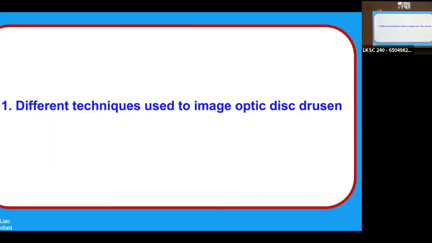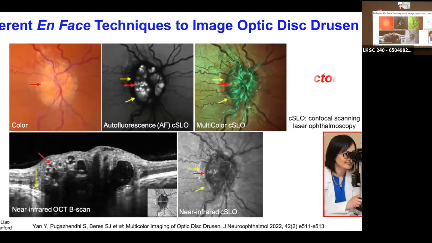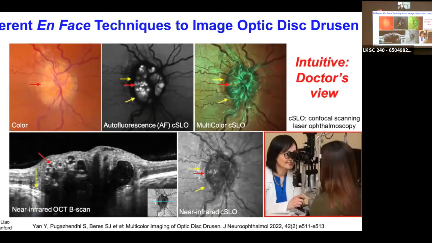So let's look into the different techniques a little bit. This is a paper we published recently in the Journal of Neuro-Ophthalmology, where is a different patient with severe optic disc drusen. And what's illustrated is the color fundus photography, autofluorescence imaging, and the multicolor. Both of these are confocal scanning laser ophthalmoscope, otherwise it wouldn't look so pretty. So Dr. Dubra would like to make sure I say that.